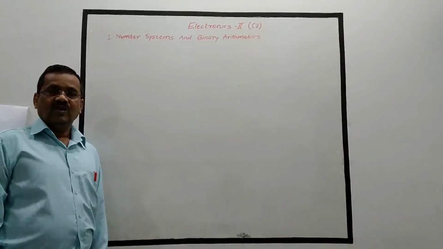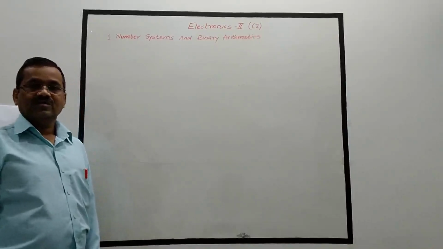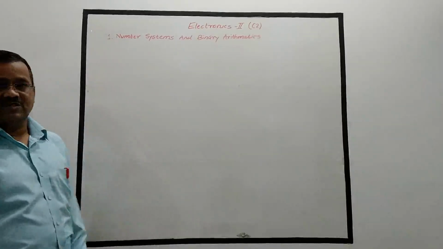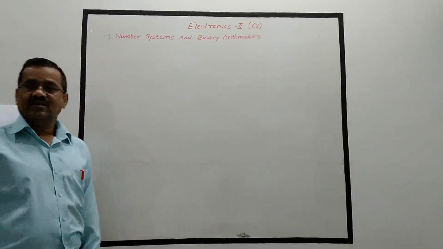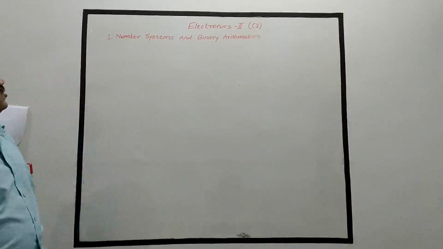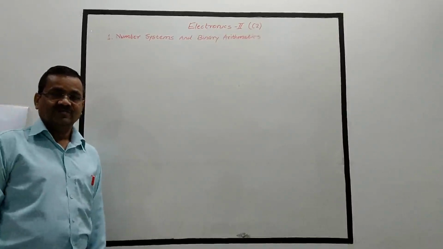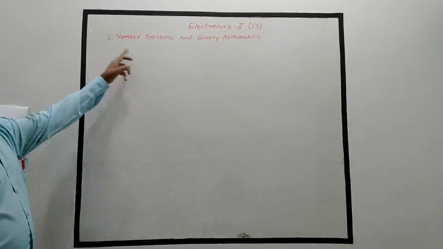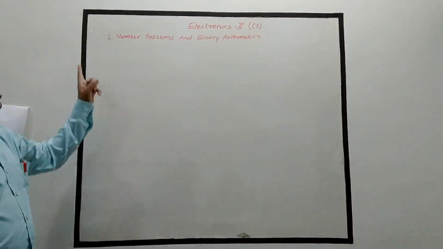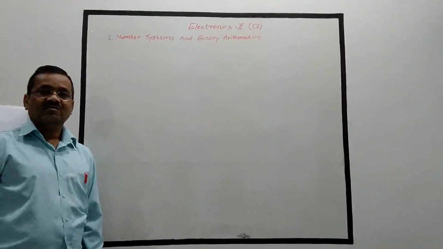Today we are going to learn Electronics Paper 2, that is digital electronics. In this Paper 2, the first chapter is number systems and binary arithmetic. The name of the chapter suggests itself: first it is number systems. What are the number systems and what is binary arithmetic?